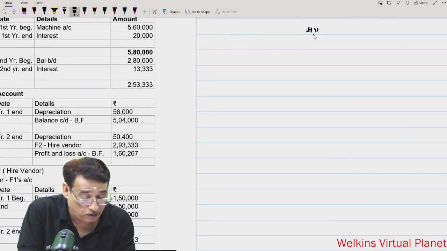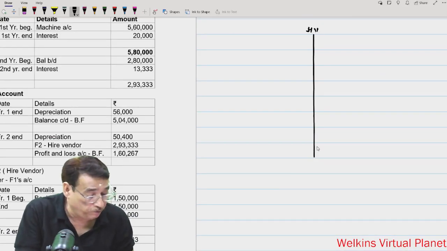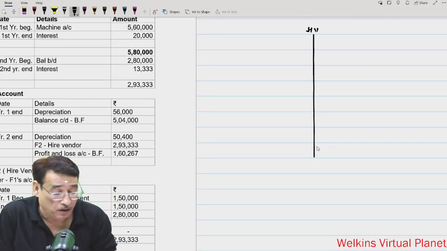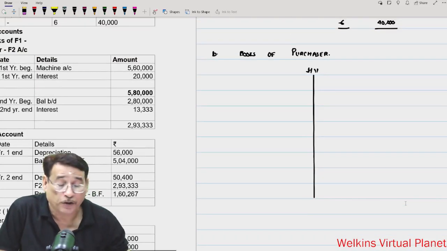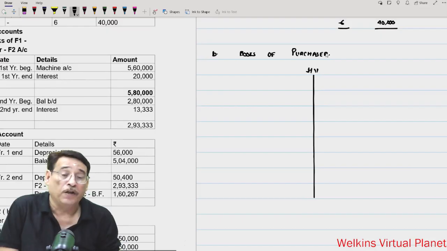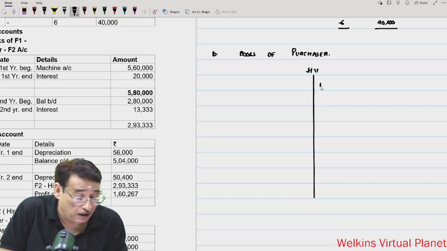Hire vendor account. First, let me prepare the hire vendor account. Now you presume yourself as the purchaser, because in the books of the purchasing entity we are preparing the accounts. We have purchased an asset from the hire vendor. If we purchase the asset from the hire vendor, then our entry will be asset account debit to hire vendor.